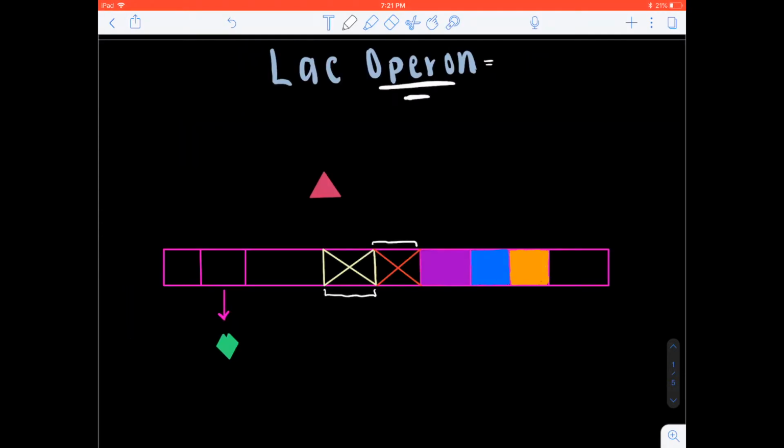An operon is a group of genes that contains the promoter as well as structural genes that are going to be transcribed. These structural genes are lacZ, lacY, and lacA.